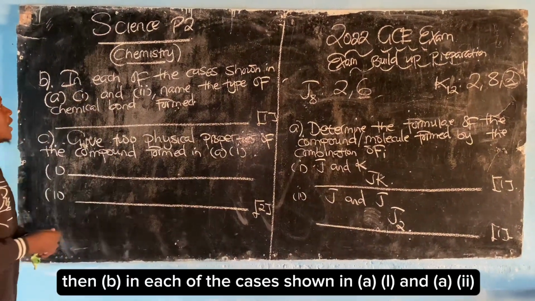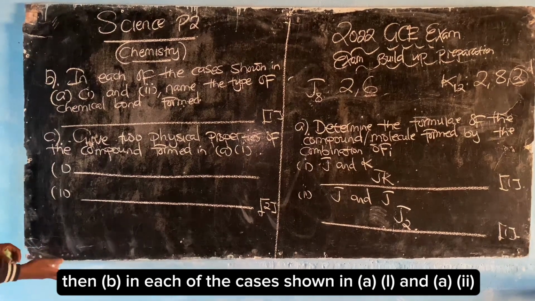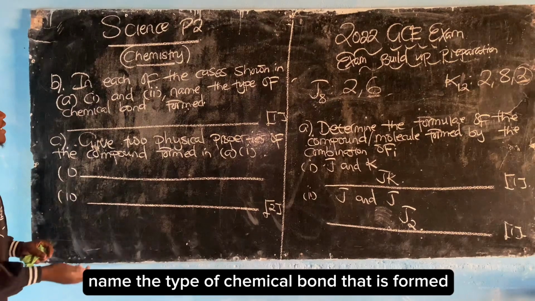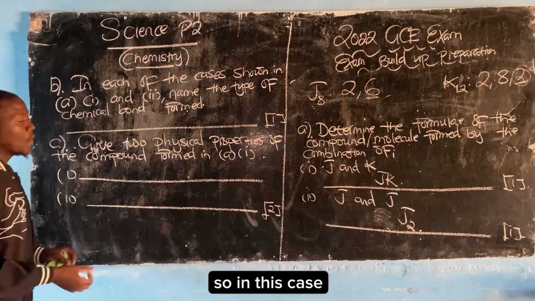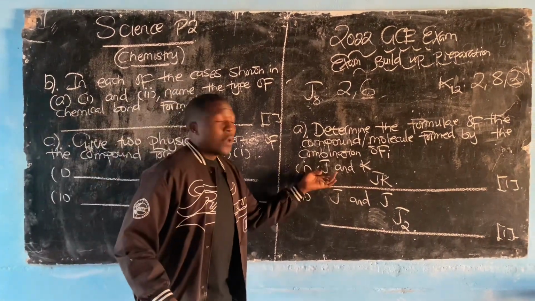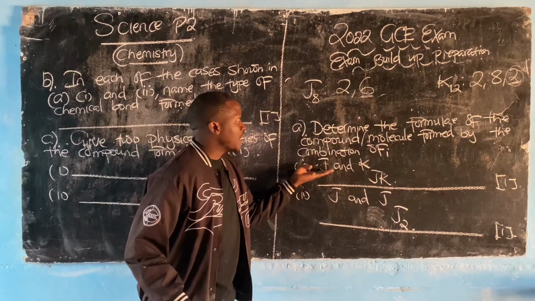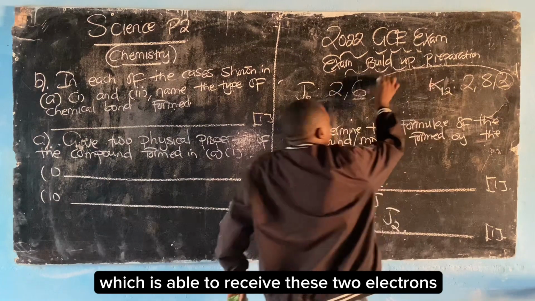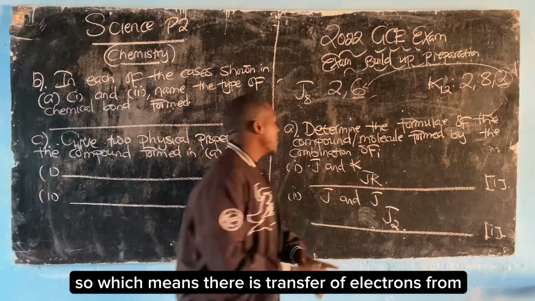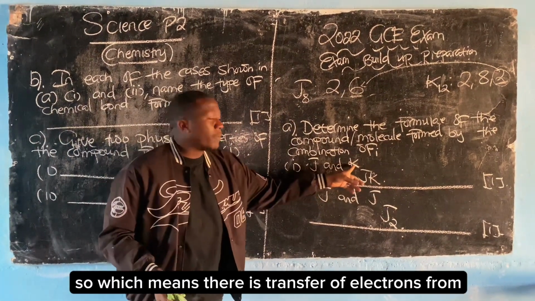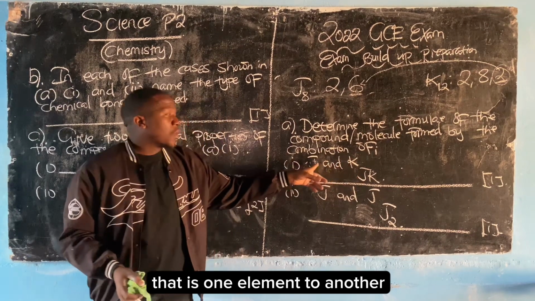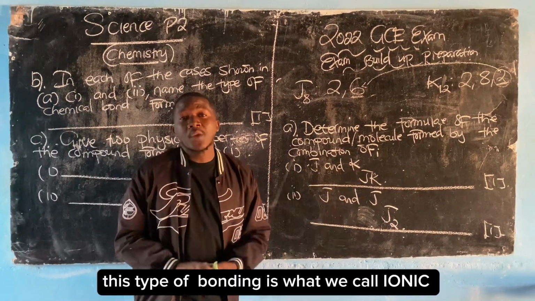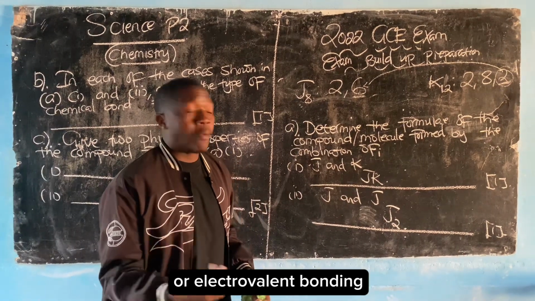Then B. In each of the cases shown in A1 and A2, name the type of chemical bond that is formed. In the first one, J is able to receive these 2 electrons to come here, which means there is transfer of electrons from one element to another. This type of bonding is what we call ionic or electrovalent bonding.